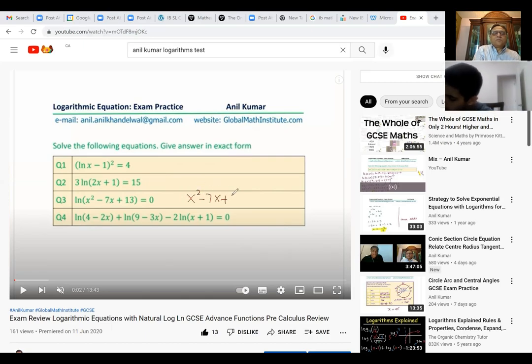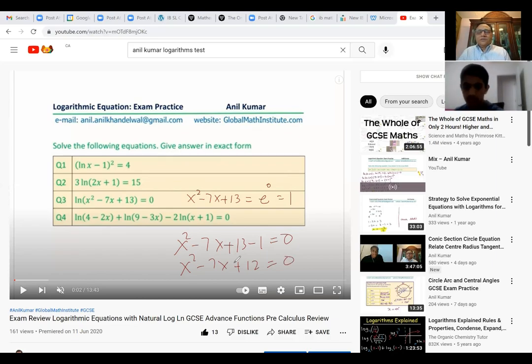X squared minus 7x plus 13 equals e to the power of 0, and e to the power of 0 is 1, right? Yeah. Simple. And now bring them together. So you get x squared minus 7x plus 13 minus 1 equals 0. So we have x squared minus 7x plus 12 equals 0.